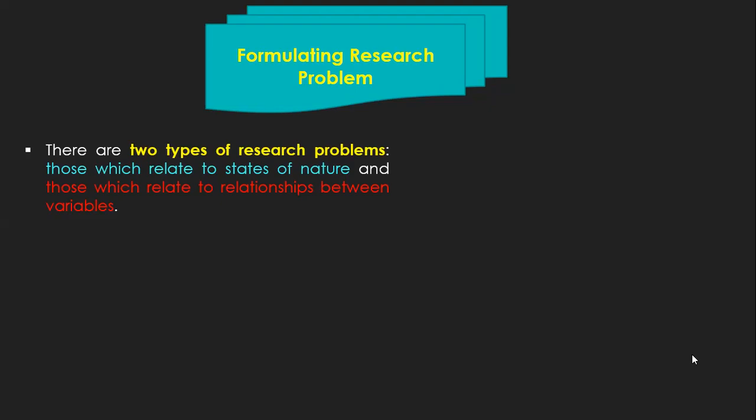So there are two types, accordingly, of research problems. Those which relate to states of nature, and those which relate to relationships between variables. What does it mean? The first type is those which relate to the states of nature. That's already the nature. For example, in the processing of banana, it's the nature of banana that it has a peel. The problem is, how can we peel off the banana? So that's the problem according to the nature.